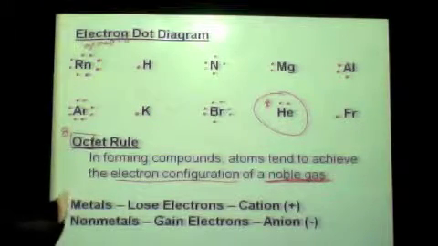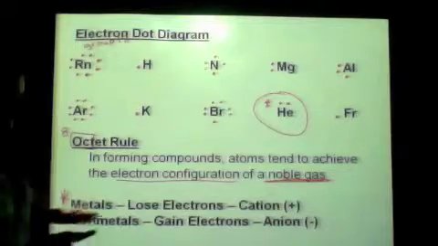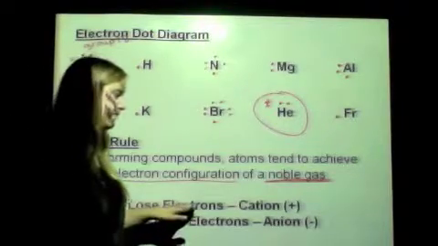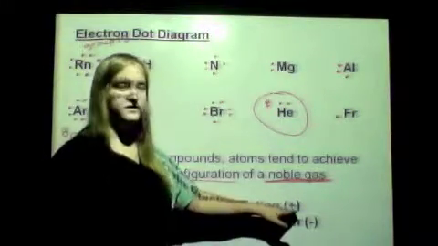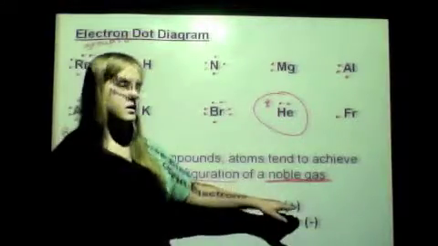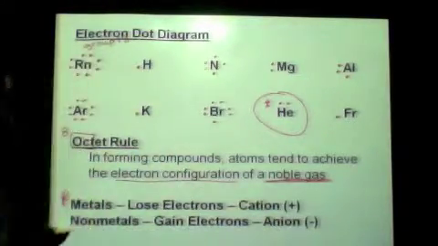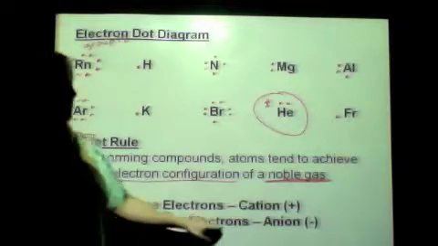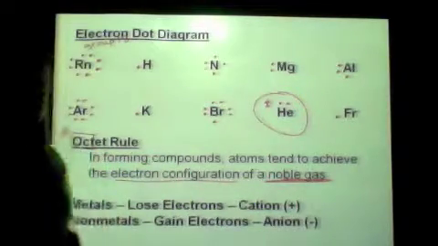Then we have a review piece here. Metals lose electrons. Therefore, they are cations that are positive. When you lose something negative, you become positive. Nonmetals gain electrons, therefore become anions, which are negative.